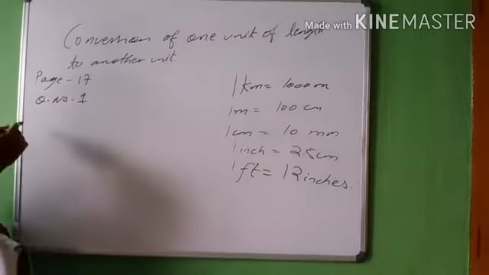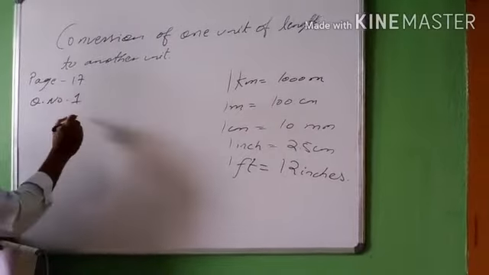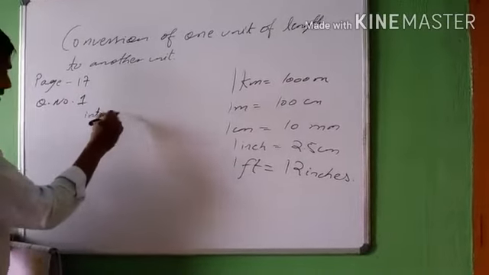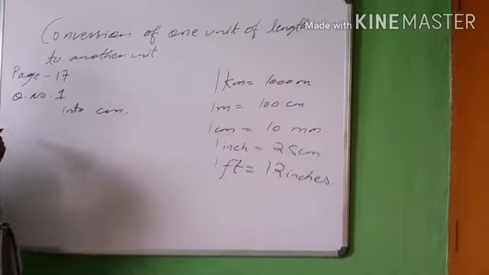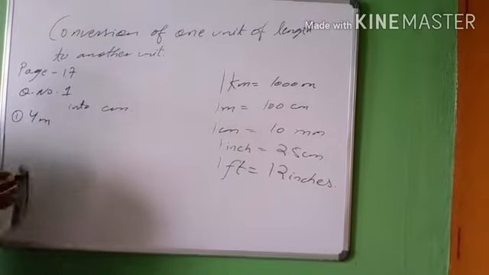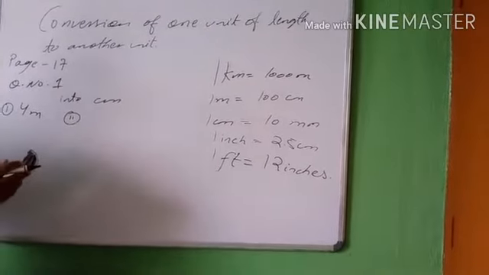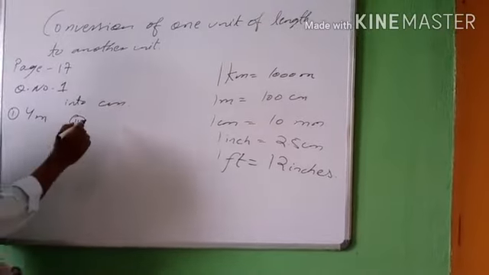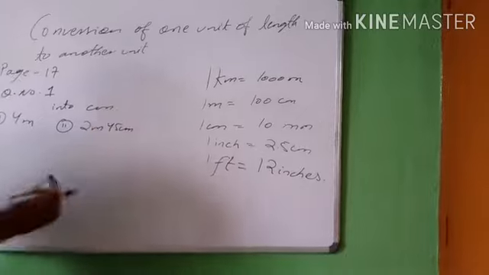Question number 1 says convert the following measurements into centimeter. For the detailed question you can refer to page 17. The first is 4 meter. Number 2, let me change the value here. It's saying 3 meter 55 centimeter. Let me make this 2 meter 45 centimeter.